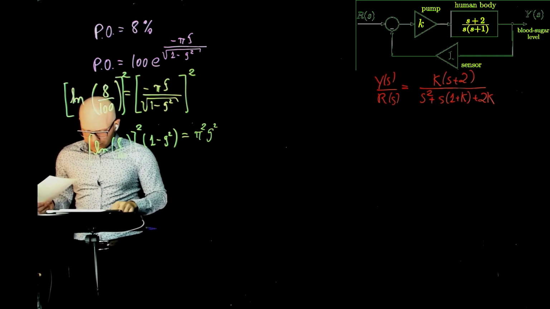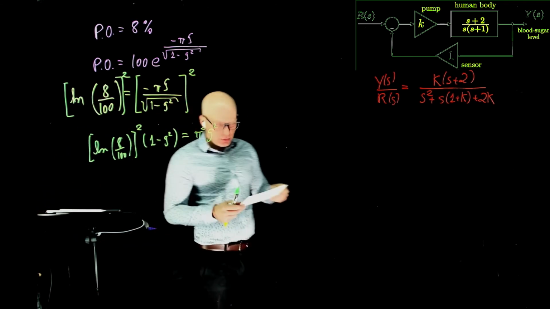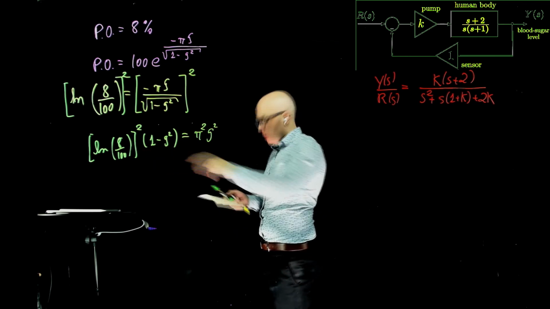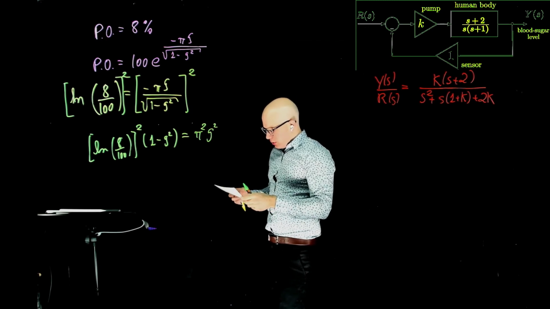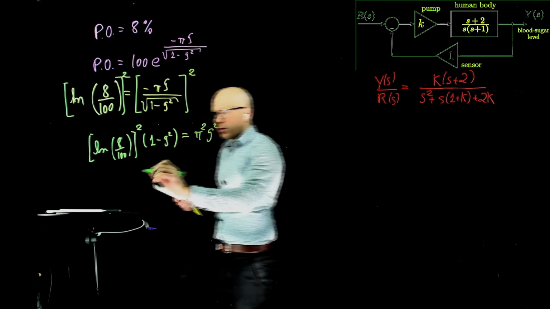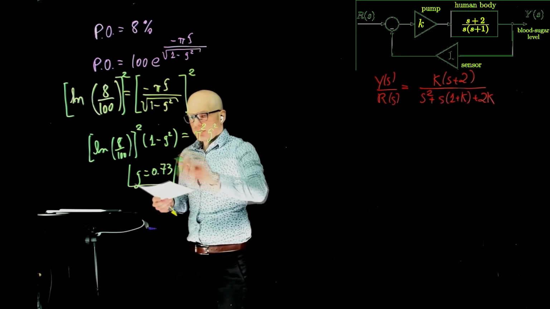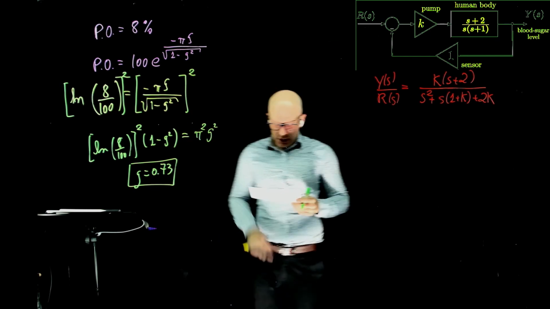And from this we get zeta. We can just solve for this equation. Now it's very simple. It's just zeta squared. It will all work out here. And the value of zeta required is 0.73. When we have 0.73, the percent overshoot is 8%.